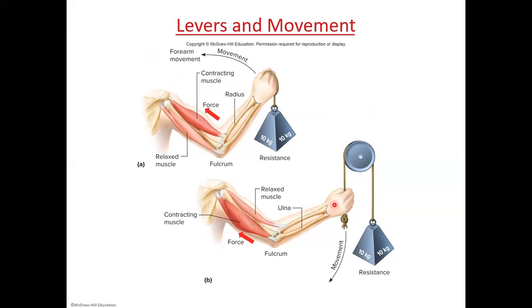But to pull the hand back the other way, you can't just relax the bicep, okay? Instead, what you have to have is an opposing muscle group that contracts. So in this case, the triceps, see, it has an insertion here and it's going to pull the arm and the hand back.